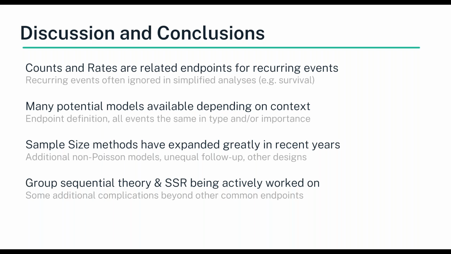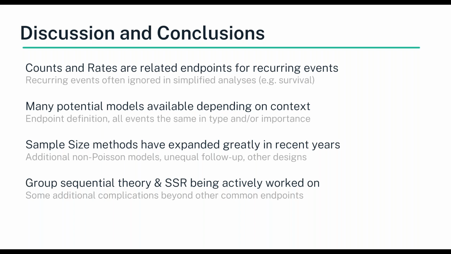In terms of sample size methods, there has been a huge amount of work done in this area over the last few years, including additional non-Poisson related models, which can accommodate unequal follow-up, unequal dispersion per group, and many other complexities. Group sequential theory is an area that is actively being worked on and has had huge strides made within it in recent years, given its importance as the most commonly used type of adaptive design, and it is likely to only be worked on more in the future.